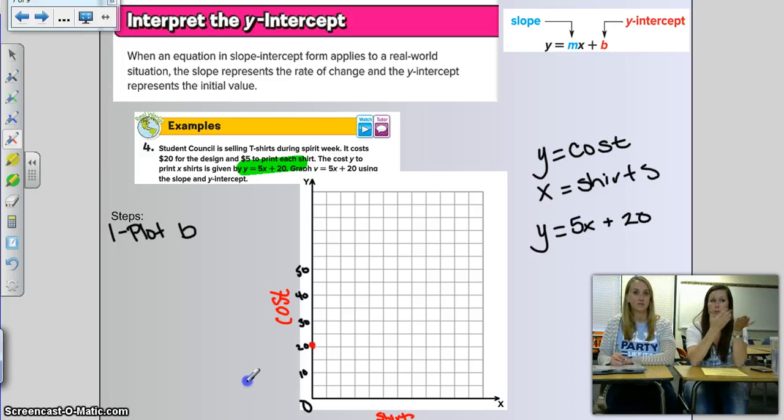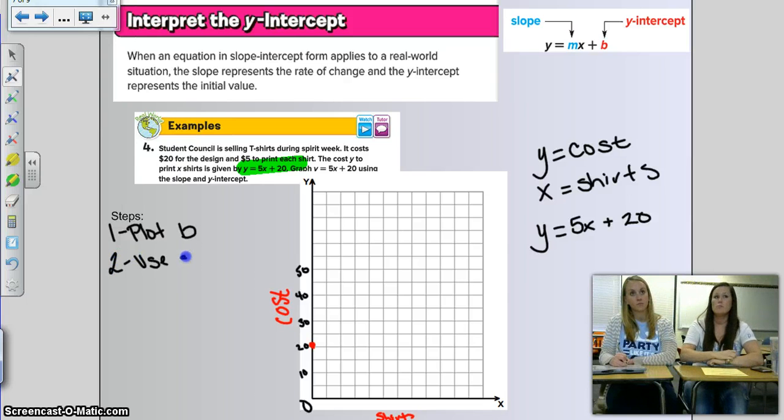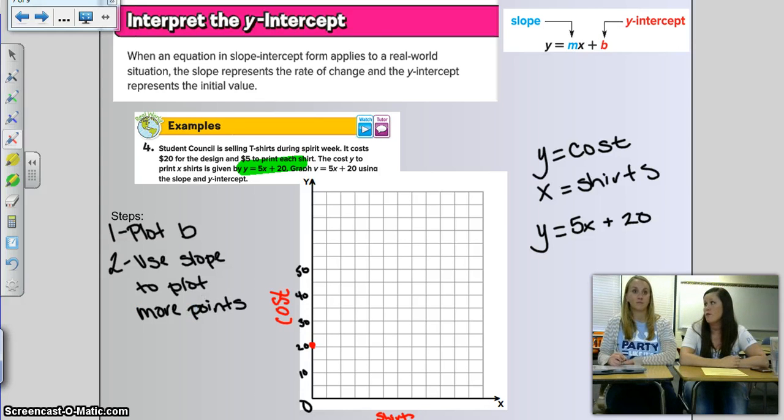Now, step number 2, use slope to plot more points. In this particular example, the slope is 5, which means 5 over 1. Remember, slope is rise over run, so it goes up 5 and over 1. Oh, we didn't label the shirts.